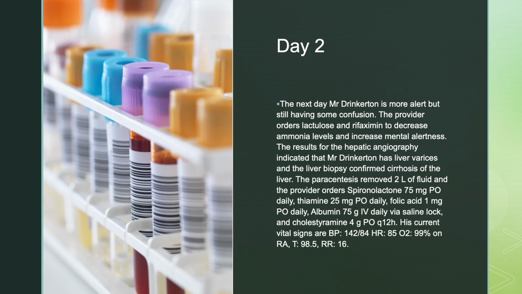The paracentesis was able to remove 2 liters of fluid, and the provider orders spironolactone 75 milligrams PO daily, thiamine 25 milligrams PO daily, folic acid 1 milligram PO daily, albumin 75 grams IV daily via saline lock, and cholestyramine 4 grams PO Q12. His current vital signs are blood pressure 142/84, heart rate is 85, O2 saturation is 99% on room air, the temperature is 98.5, and his respirations are 16.